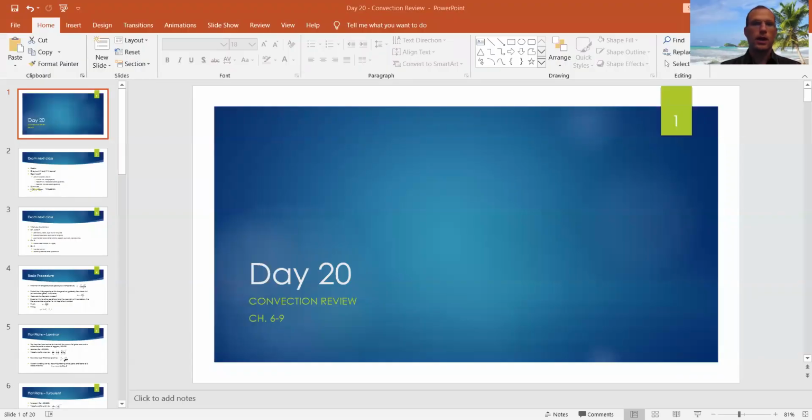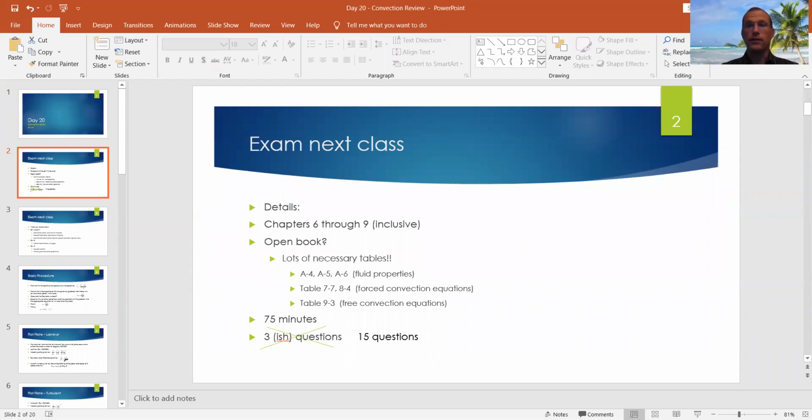All right, so today we're going to review what we learned the past few weeks for convection. So, convection review. First off, the exam is in 2 days. That will obviously be online now, not in class. But expect to do it at the same time, the normal time that class would have been, when this exam was actually scheduled.